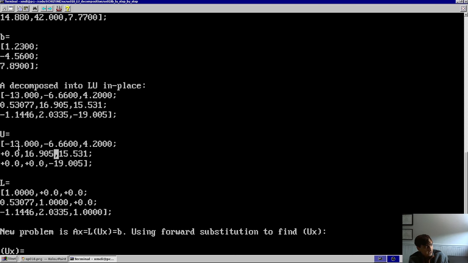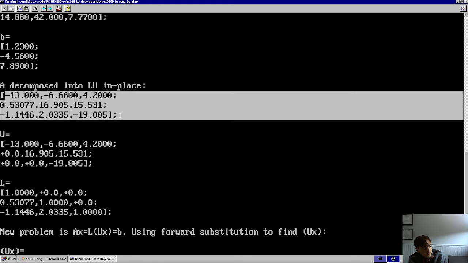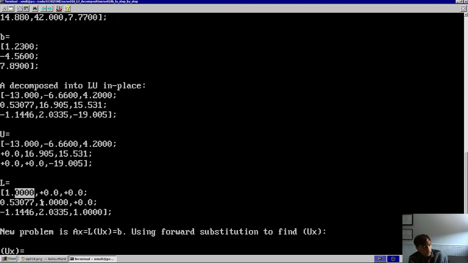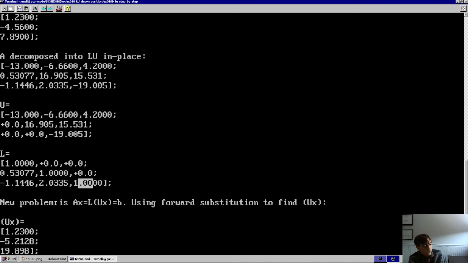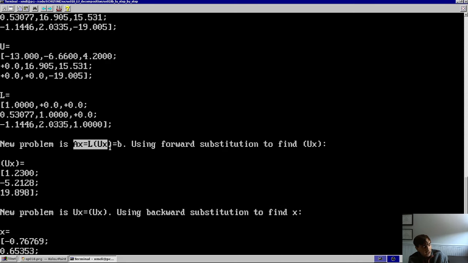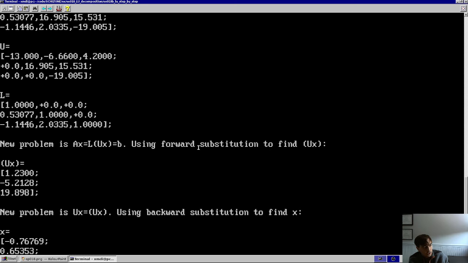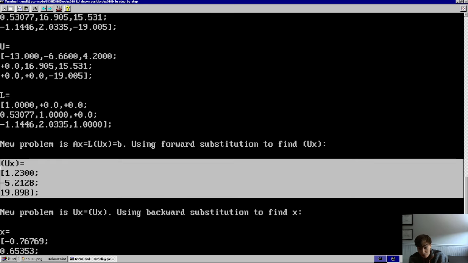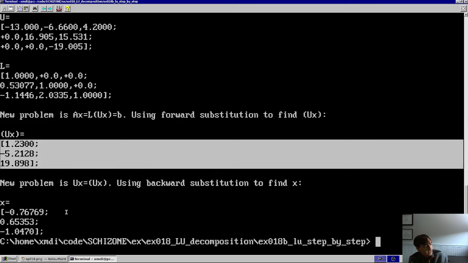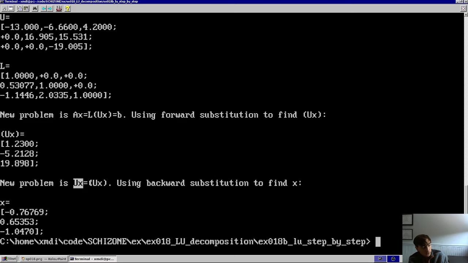So here's how that actually looks. Here's U. You can see U takes the six terms from this deconstructed A matrix, and then L takes those three terms plus the implied ones on the diagonal. Okay, so the new problem is AX equals LUX equals B. We can use forward substitution to find what UX is. I refer to that value as Y in the slides, so you solve using forward substitution for that y vector. And now your new problem is U times x equals y. And we can use backward substitution to find x in that case.